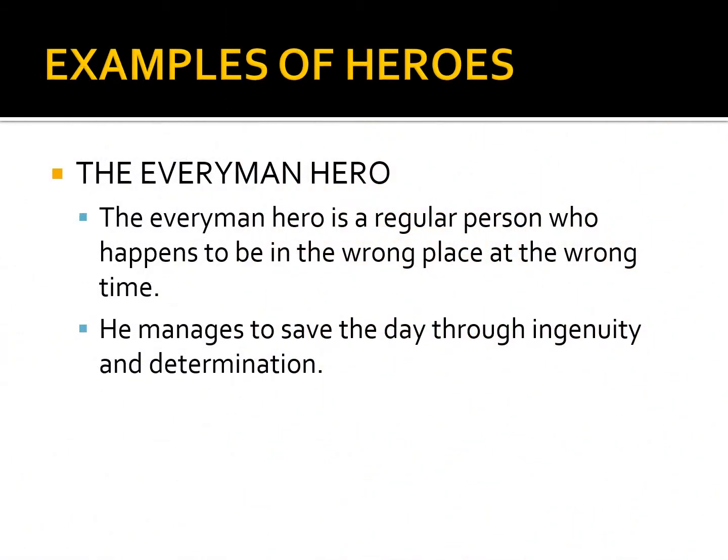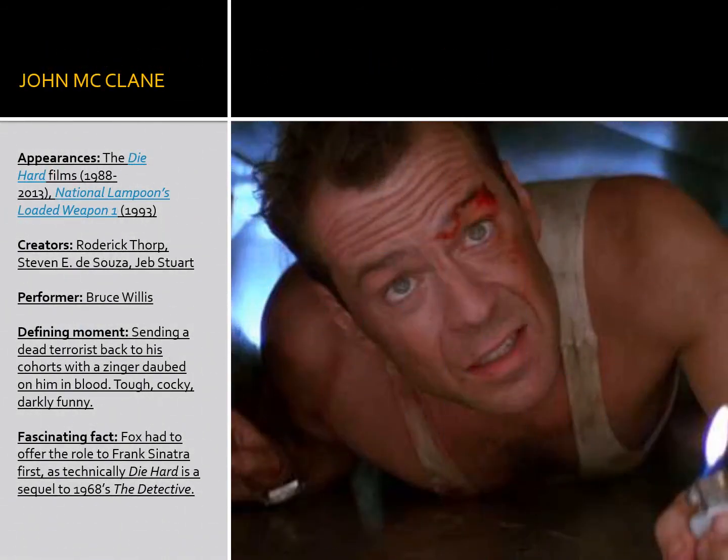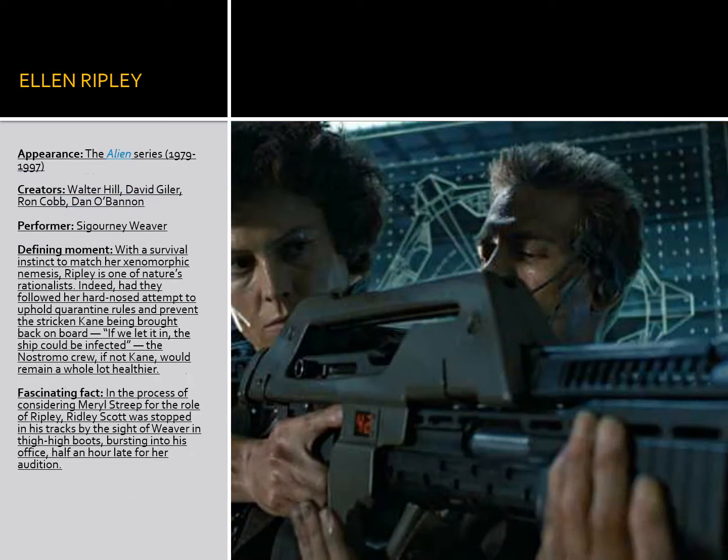The everyman hero is a regular person who happens to be in the wrong place at the wrong time. He manages to save the day through ingenuity and determination. The everyman hero does not want to be a hero, but he is forced to save the day because of the circumstances that they find themselves in. Examples of the everyman hero are John McClane from the Die Hard films, and Ellen Ripley from the Alien series.